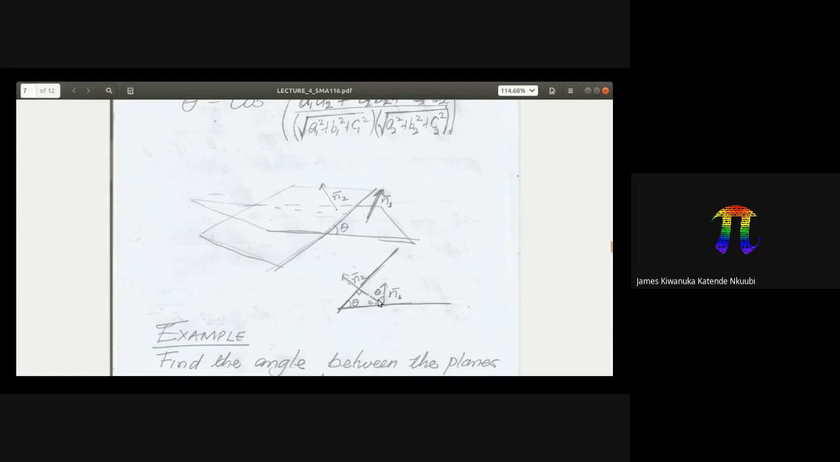That is a deal. Tell me why this angle is theta. The angle between the normals is the same as the angle between the planes. So why is that the case? Remember, this is normal, so this angle here is 90. This one is normal also, so this angle here is 90.